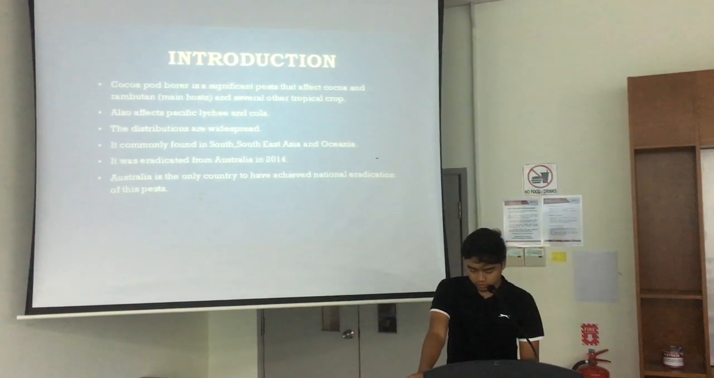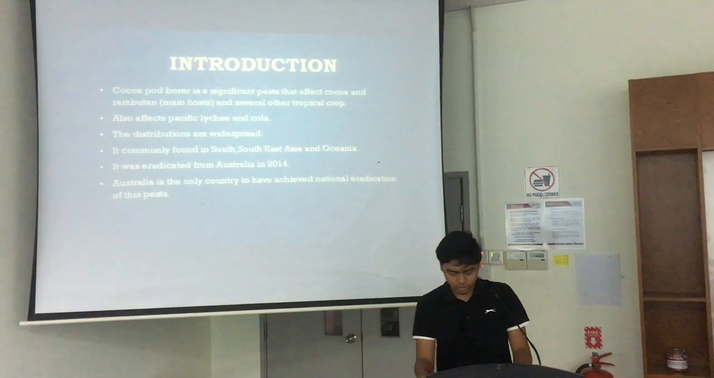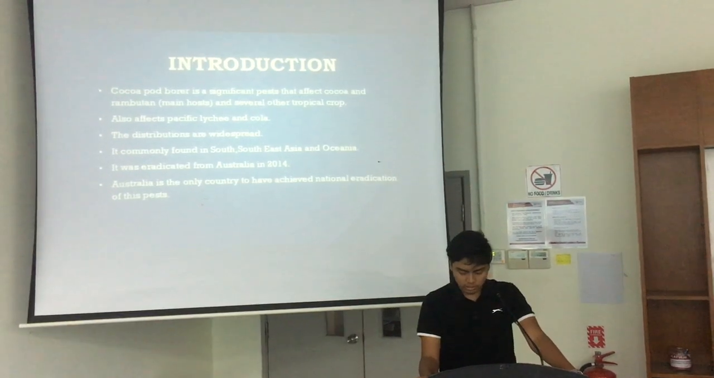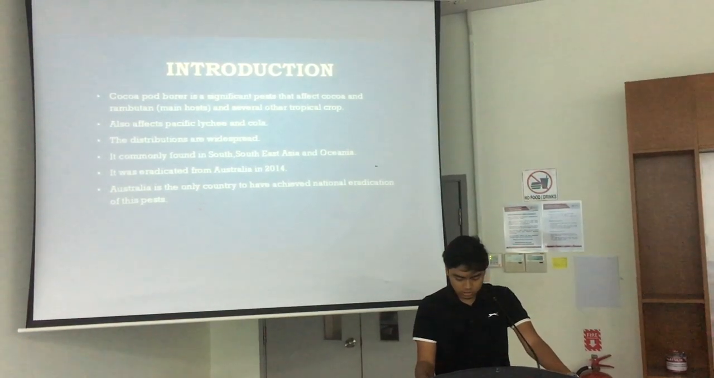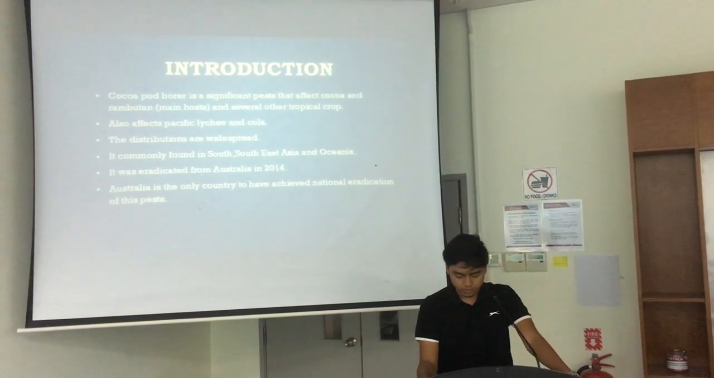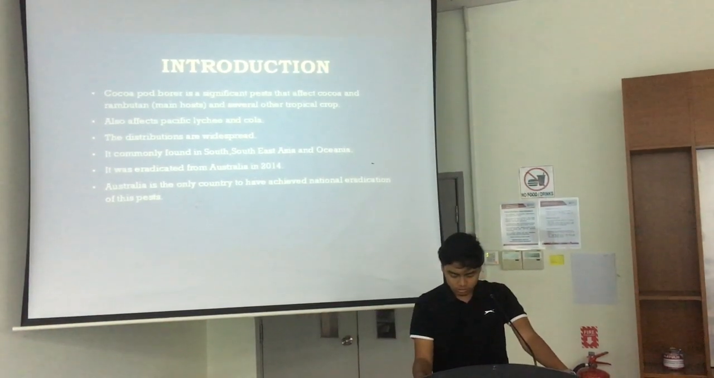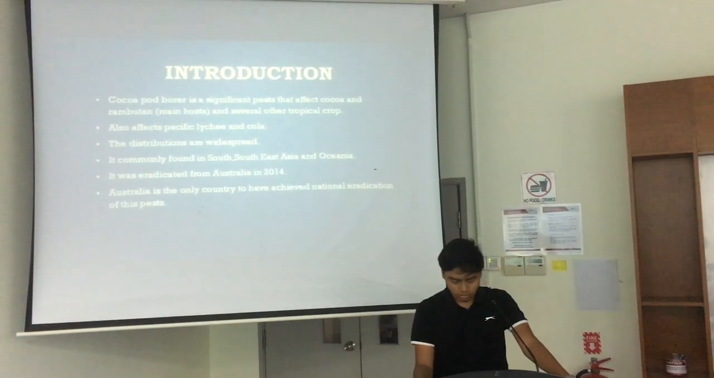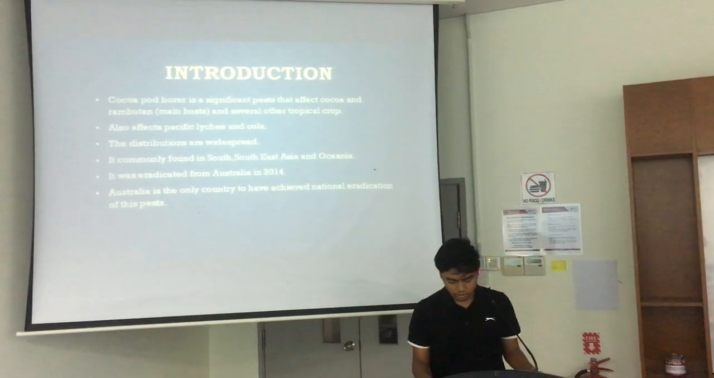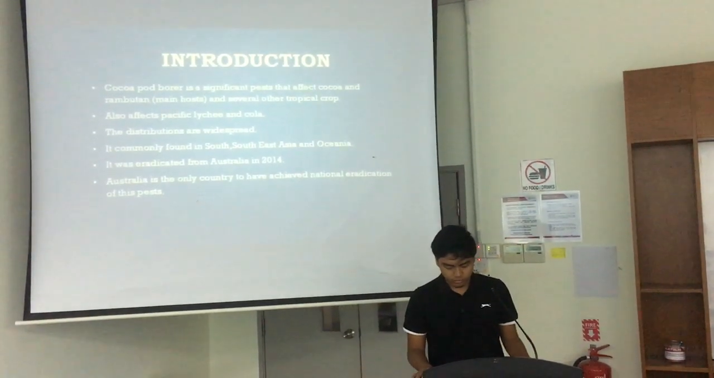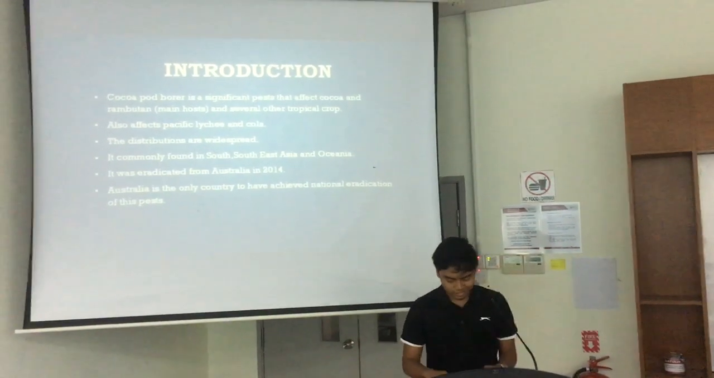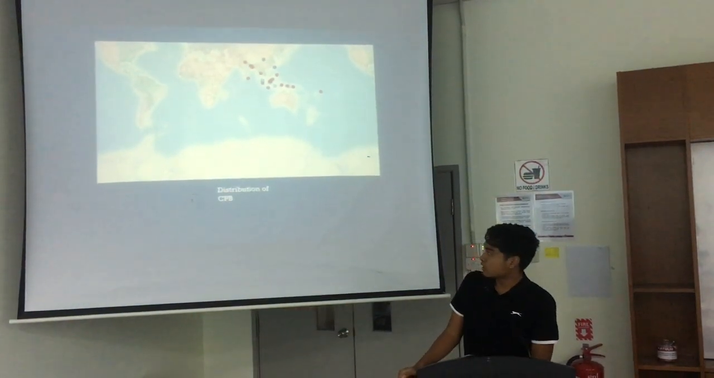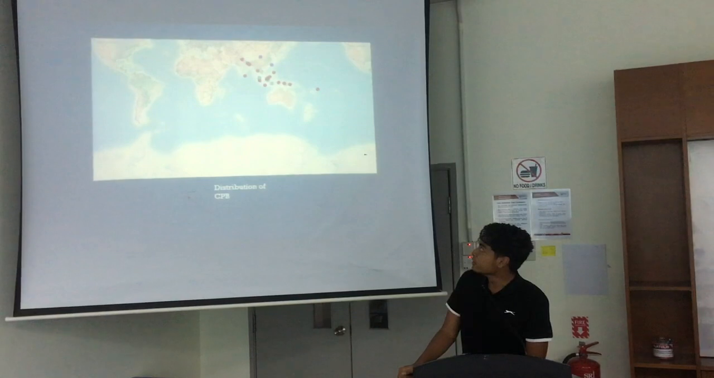Cocoa pod borer is a significant pest that affects cocoa and rambutan as main hosts, and several other tropical crops. It also affects Pacific lychee and cola. The distribution is widespread. It is commonly found in Southeast Asia and Oceania. It was eradicated from Australia in 2014. Australia is the only country to have achieved national eradication of this pest. This is the distribution of cocoa pod borer in the world.